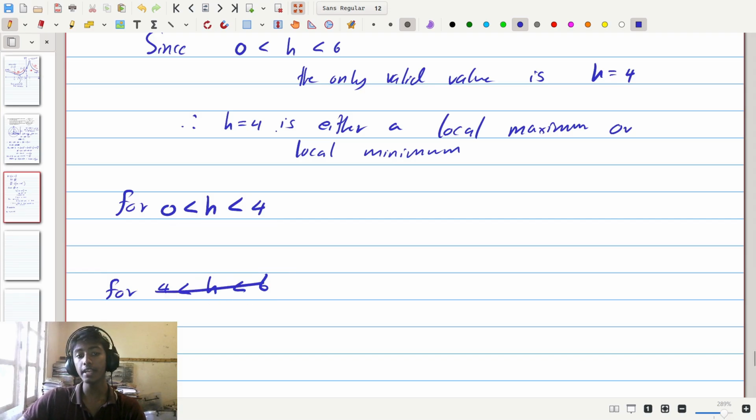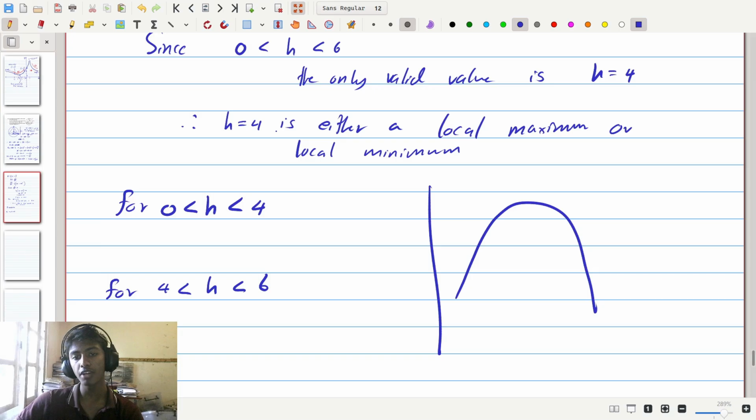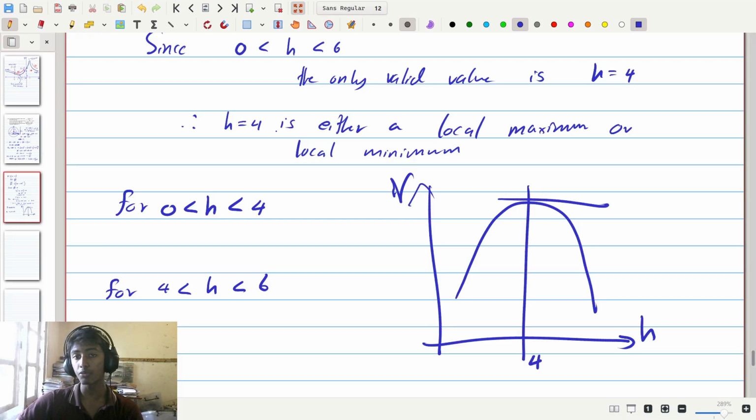So for these two ranges we need to figure out what dV by dh is equal to. If for the values of h which are less than 4 centimeters, dV by dh is positive, it means that our graph is increasing, or the volume is increasing. And if for h which are greater than 4 centimeters, dV by dh is negative, it means that our graph is decreasing. If we find those two observations, then our graph of height versus volume is going to reach a local maximum at the point h equals 4, which is what we want to happen.